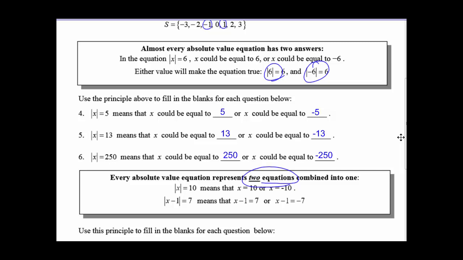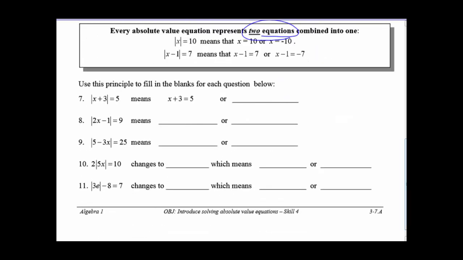If we change the expression inside the absolute value sign, so if we have the absolute value of x minus 1 equals 7, that means x minus 1 equals 7, or x minus 1 equals negative 7. Let's use this principle for the questions below. If we have the absolute value of x plus 3 equals 5, we take what's inside the absolute value and put it down, and say that it is equal to 5, or we set it equal to negative 5.